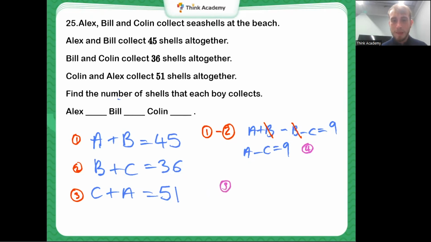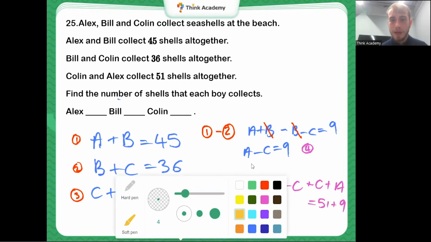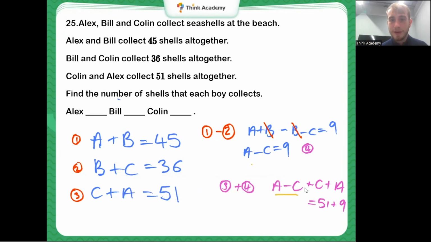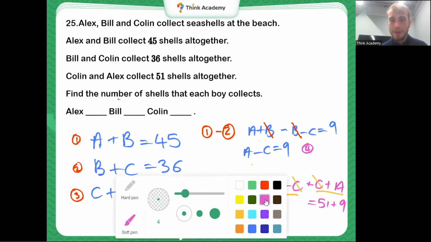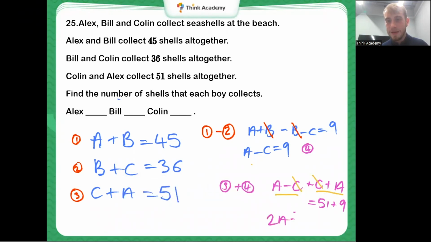So 3 plus 4 is going to give me A minus C. So that's our equation 4. Let's add equation 3. So that's C plus A. And that's going to be equal to 51 plus 9. So I added together the right sides as well. If anyone is confused by that, we know that A minus C is equal to 9 from our equation 4. And we know that C plus A is equal to 51 from our equation 3. So the C's cancel, and that leaves you with 2A is going to be equal to 60, which is going to let you know that A is equal to 30 there.